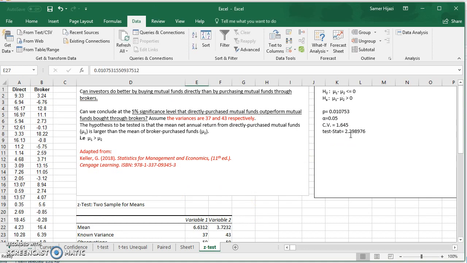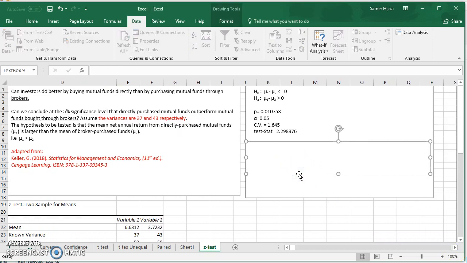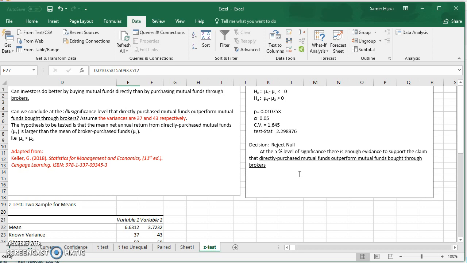So either way we look at it, the p-value is less than alpha, the test statistic is to the right of the critical value. In both cases, the decision would be to reject the null hypothesis, which is what we get with the t-test, assuming equal variances, in the other video, and the decision would be the same. At the 5% level, there is enough evidence to support the claim. The claim is the alternative hypothesis, that the directly purchased funds outperform the funds bought through brokers.